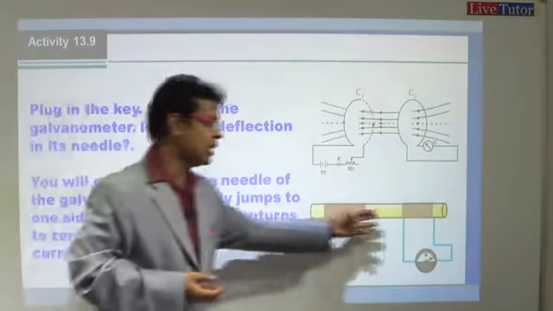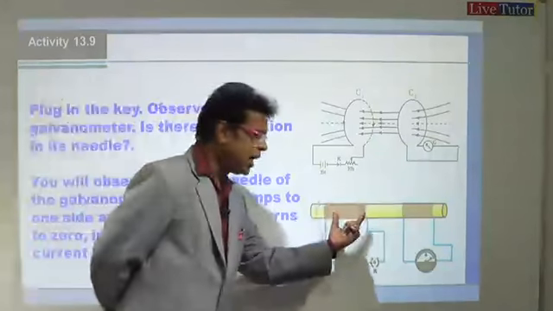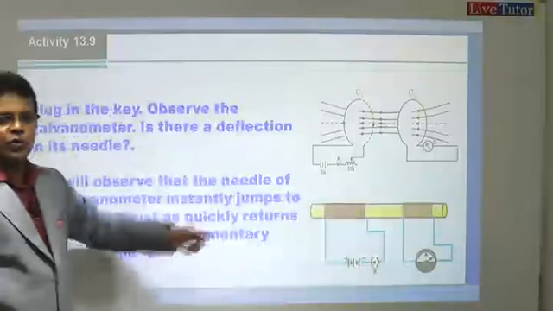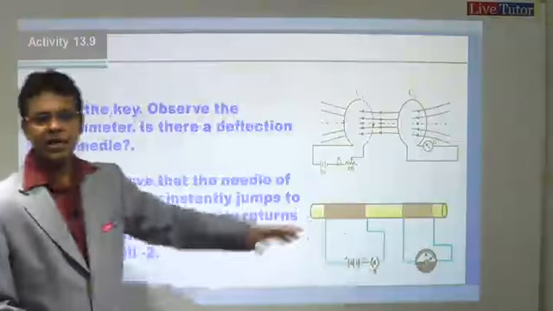Exactly, primary and secondary. Now, when there is a change in the current in the primary coil, EMF is induced in the secondary coil, due to which an induced current flows through the galvanometer, which can be detected easily.